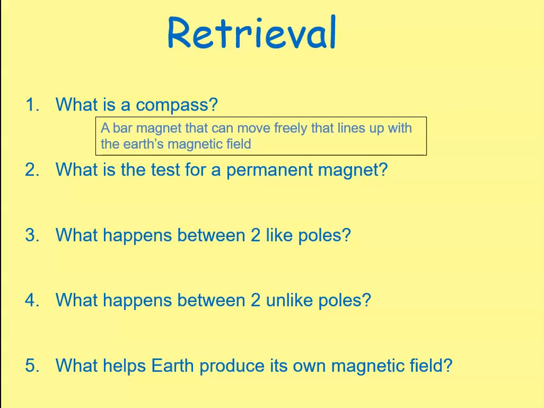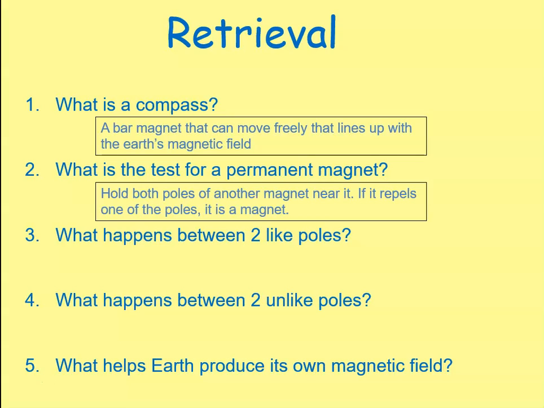Question 2, what is the test for a permanent magnet? Well, to test for a permanent magnet, you would use another magnet. Hold both poles of another magnet near it one at a time. If either of those poles repels the material, it is a magnet. If it doesn't repel, if it just attracts, it's just a magnetic material. And if it doesn't even attract it, it's not a magnetic material. Only a magnet can repel another magnet.